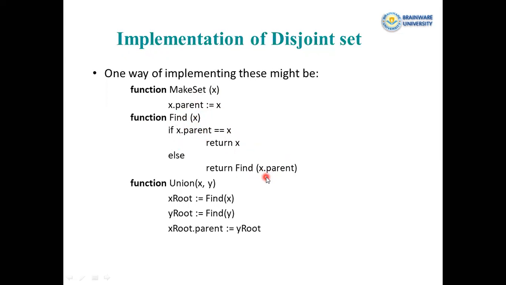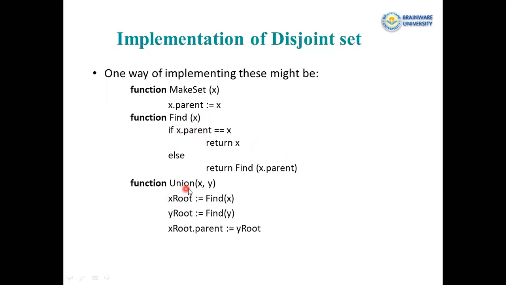Like if one is the parent of two, then if I call find two, it will return one, because one is the parent of two. But if there is only one element, and the name of the element is 2, and if I call find 2, then it will return 2 itself, because the single element 2 itself is the root. Okay, so then it will return 2.